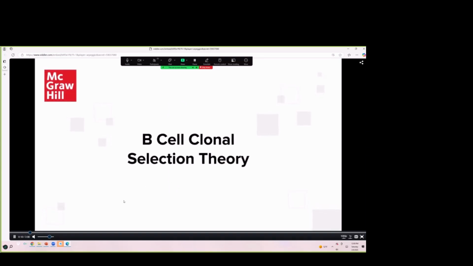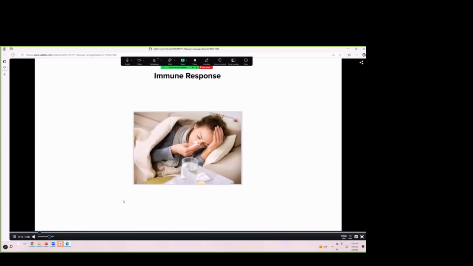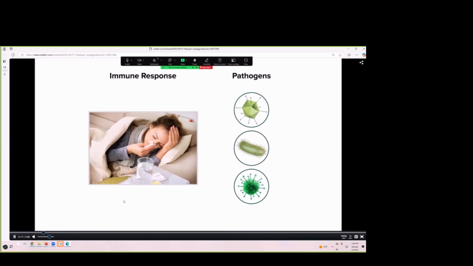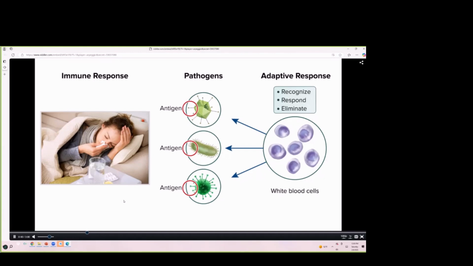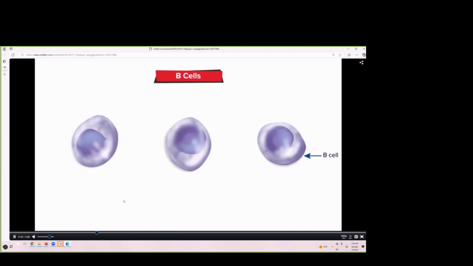B-cell clonal selection theory. Immune response consists of multiple levels of reaction to a potential pathogen in the body. The purpose of the adaptive response is to recognize, respond to, and then eliminate specific particles entering the body, called antigens. An antigen is anything that may initiate an immune response, such as foreign proteins or fragments of cells. The adaptive immune response is carried out by white blood cells, called T cells and B cells. In this video, we'll examine the role of the B cells.